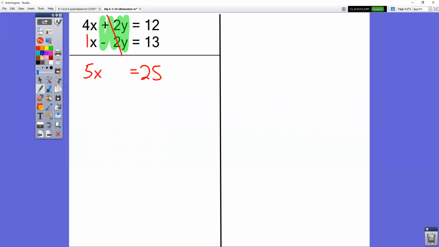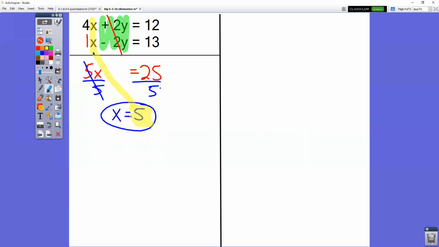Our next step says to solve that equation. So it's just a one-step equation. Divide by 5, divide by 5. You get x equals 5. Now you have your choice. You can take this x of being 5 and either sub it into here or here.